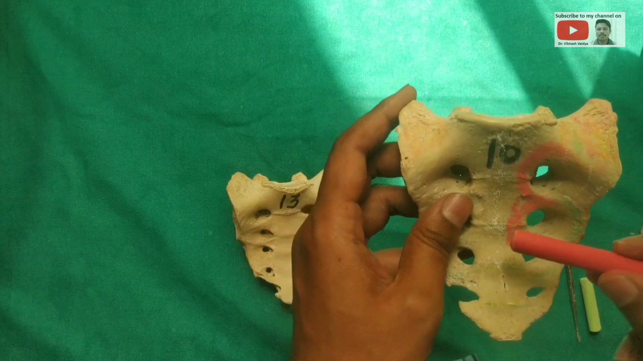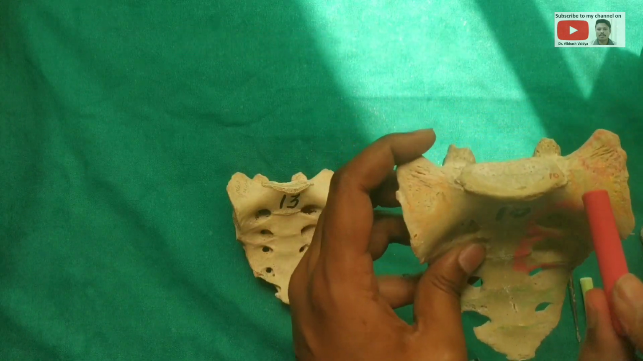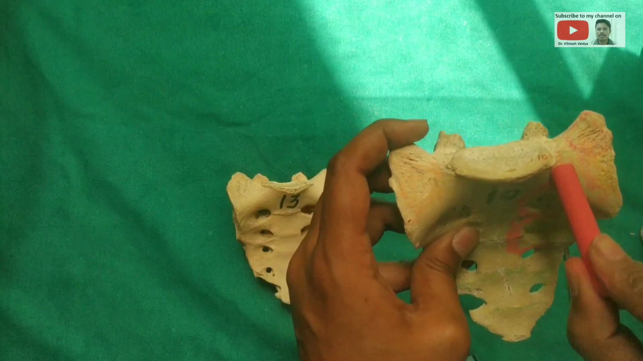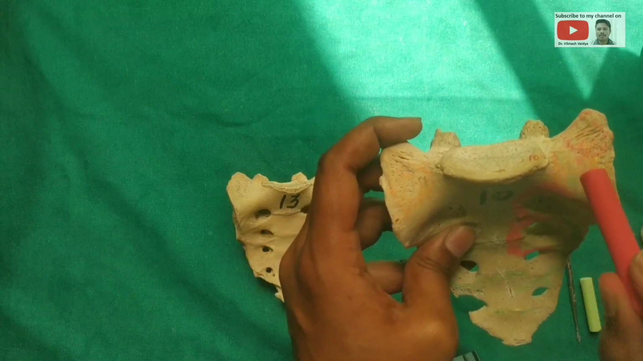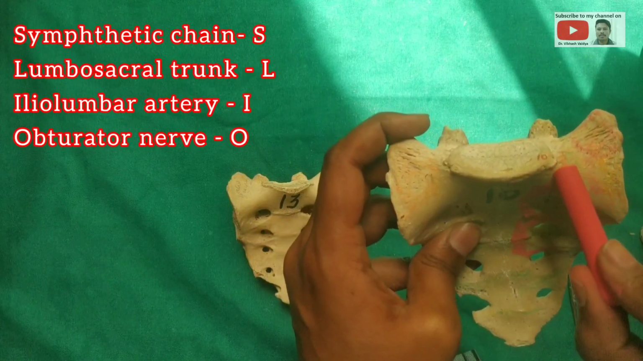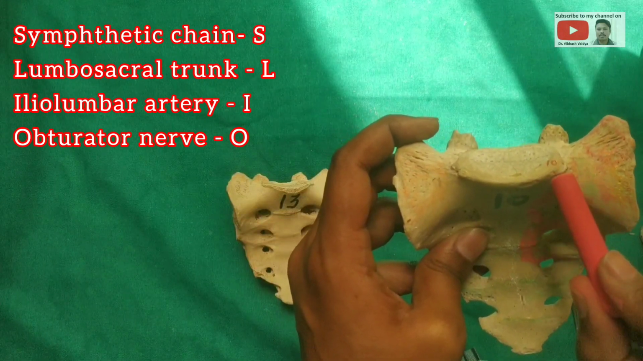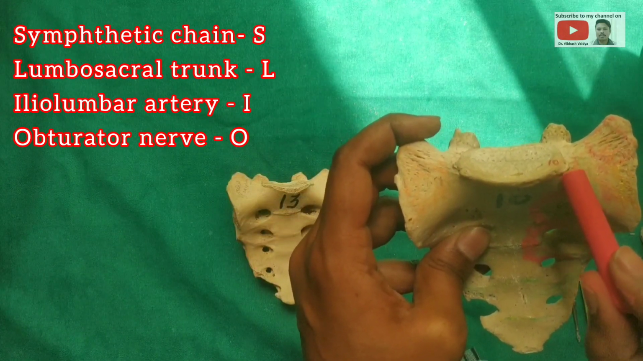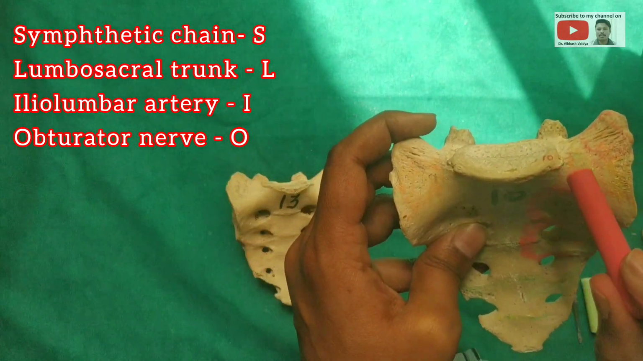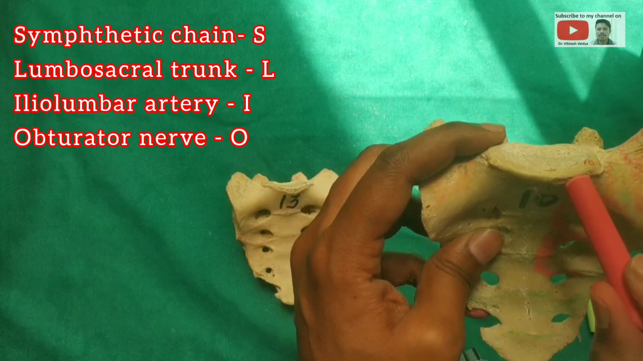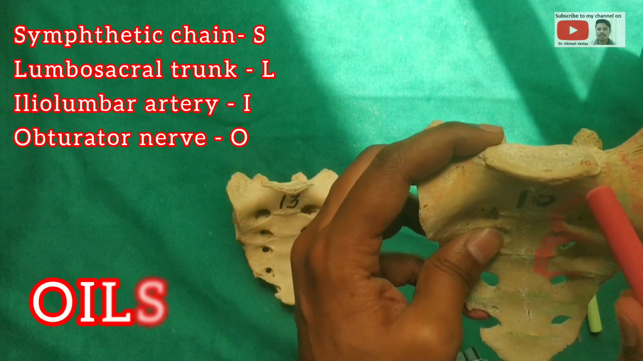Now we'll discuss the relations of the sacrum. So this is the smooth part of the ala, and from medial to lateral side it is related to the sympathetic chain, the lumbosacral trunk, the iliolumbar artery and the obturator nerve. All these structures are overlapped by the psoas major muscle, and you can also remember these structures with the help of a mnemonic, that is OILS.